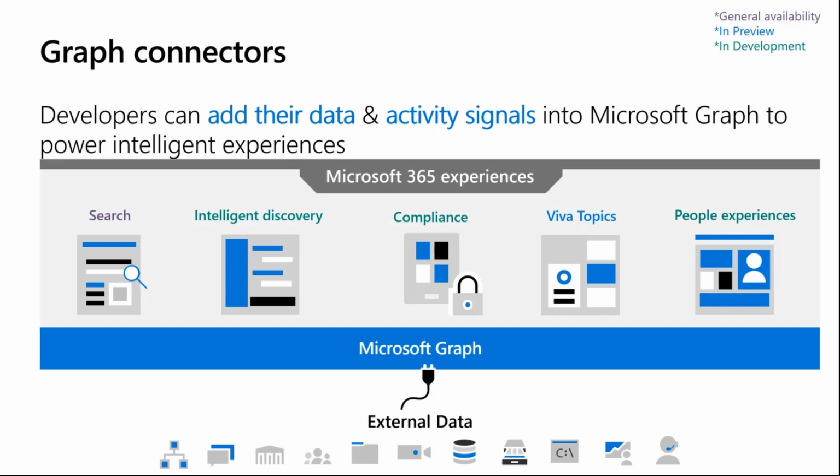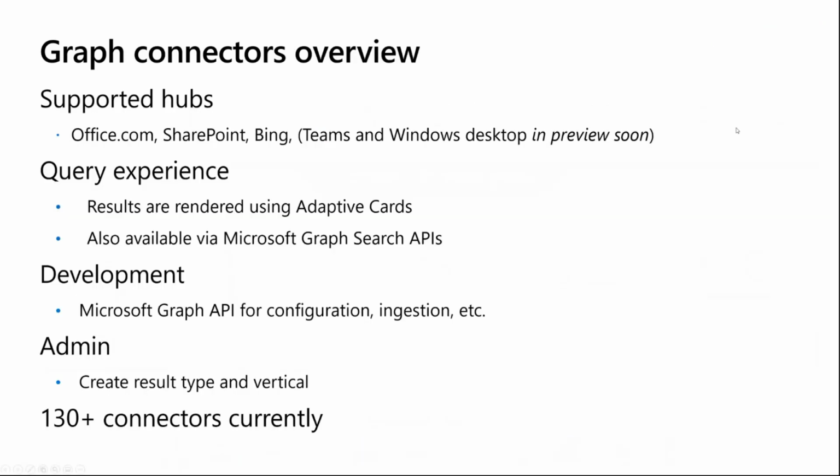contact cards, for example. So at very high level, when you have Graph Connectors enabled, the supported hubs today are office.com, SharePoint, Bing at work, like I said, Teams and Windows Desktop, because this is a question we get quite often, like what about Windows Desktop? They will be in preview soon. So you can search across all of these different canvases, and your external data will now start participating in that. From a developer standpoint, the query experiences, the results are rendered using adaptive cards.